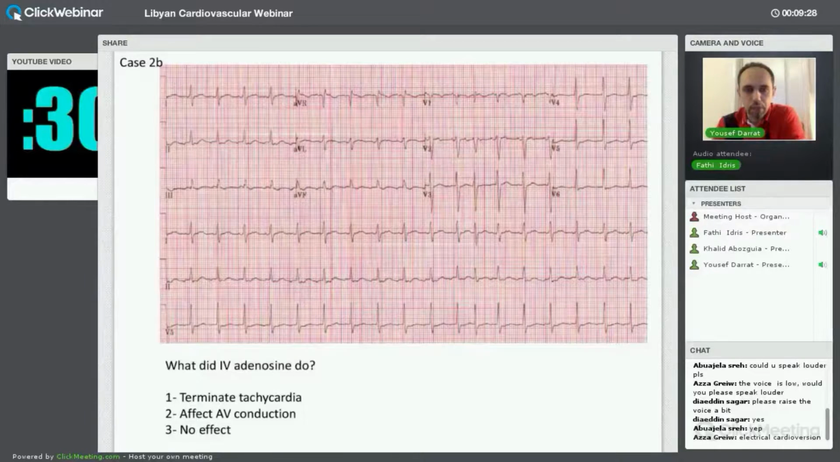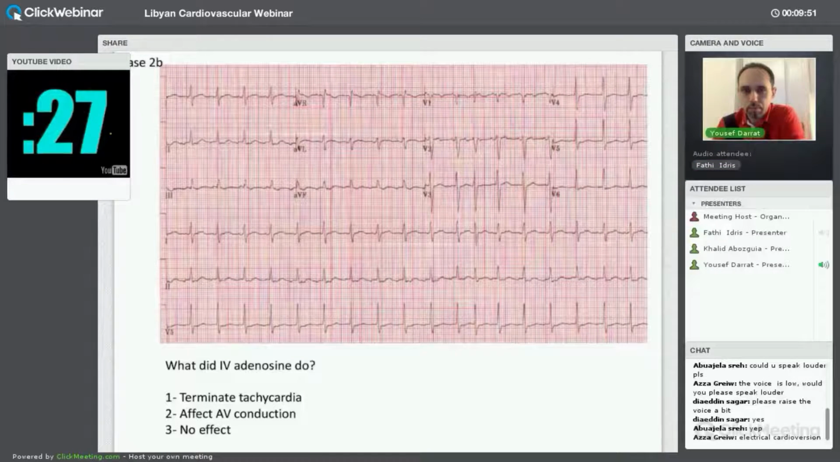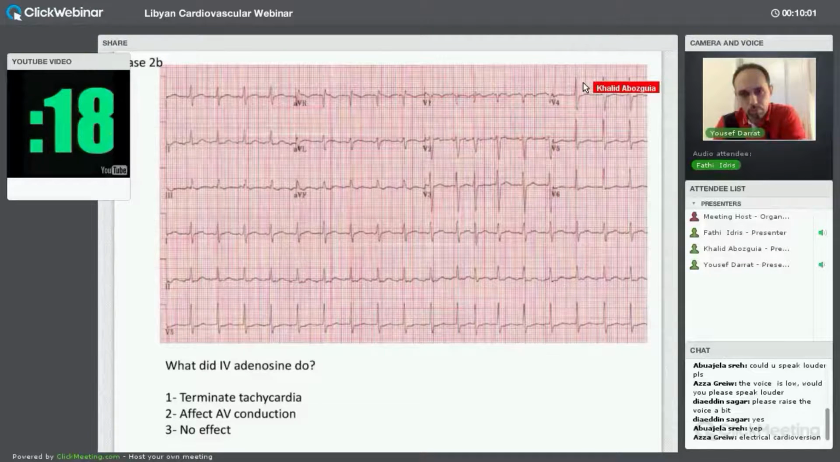This is an EKG that we got after IV adenosine was given. So, did it terminate the tachycardia? Number two, affect AV nodal conduction, or number three, no effect. Go ahead, maybe leave this EKG up for a few seconds, Yusuf, so people can look at it before you open the poll. Go ahead and open the poll now for people to vote.